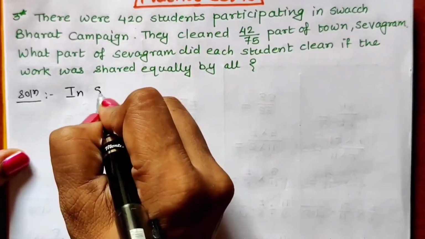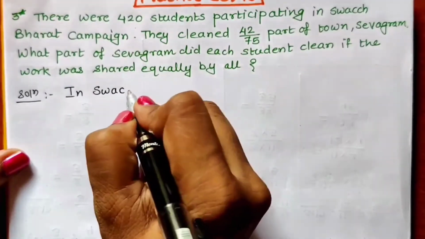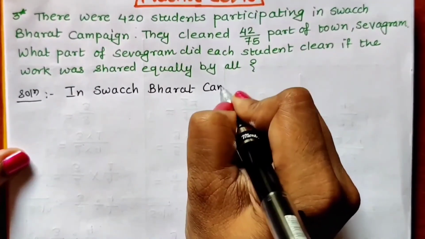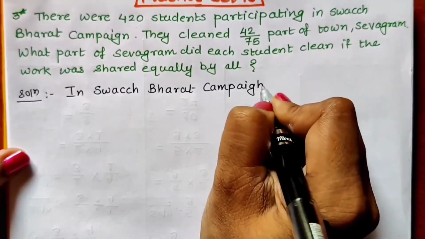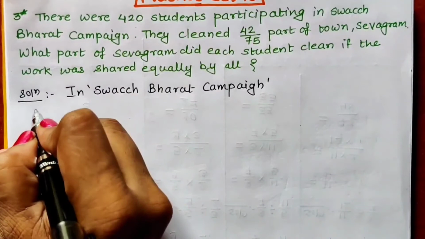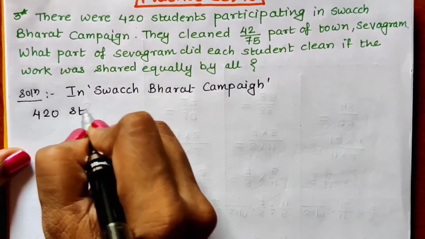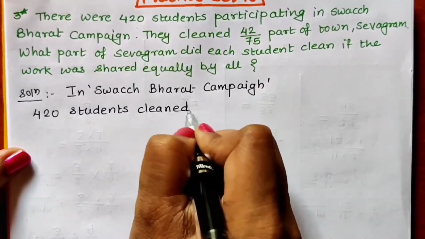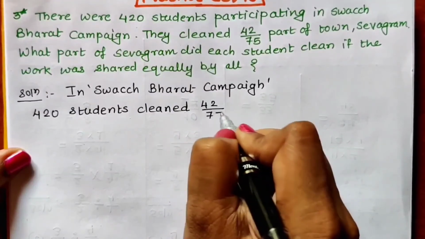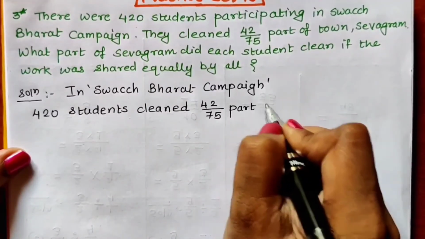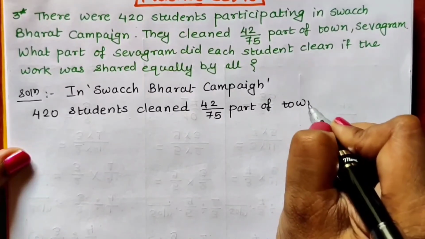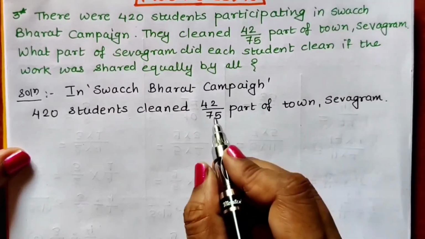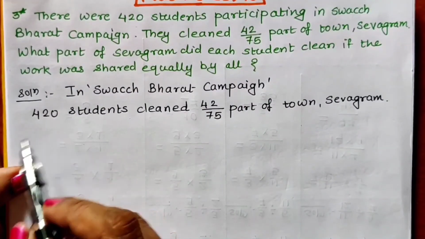in Swachh Bharat campaign, 420 students cleaned 42 upon 75 part of town Sevagram. Correct? So this much part of town Sevagram is cleaned by 420 students together.